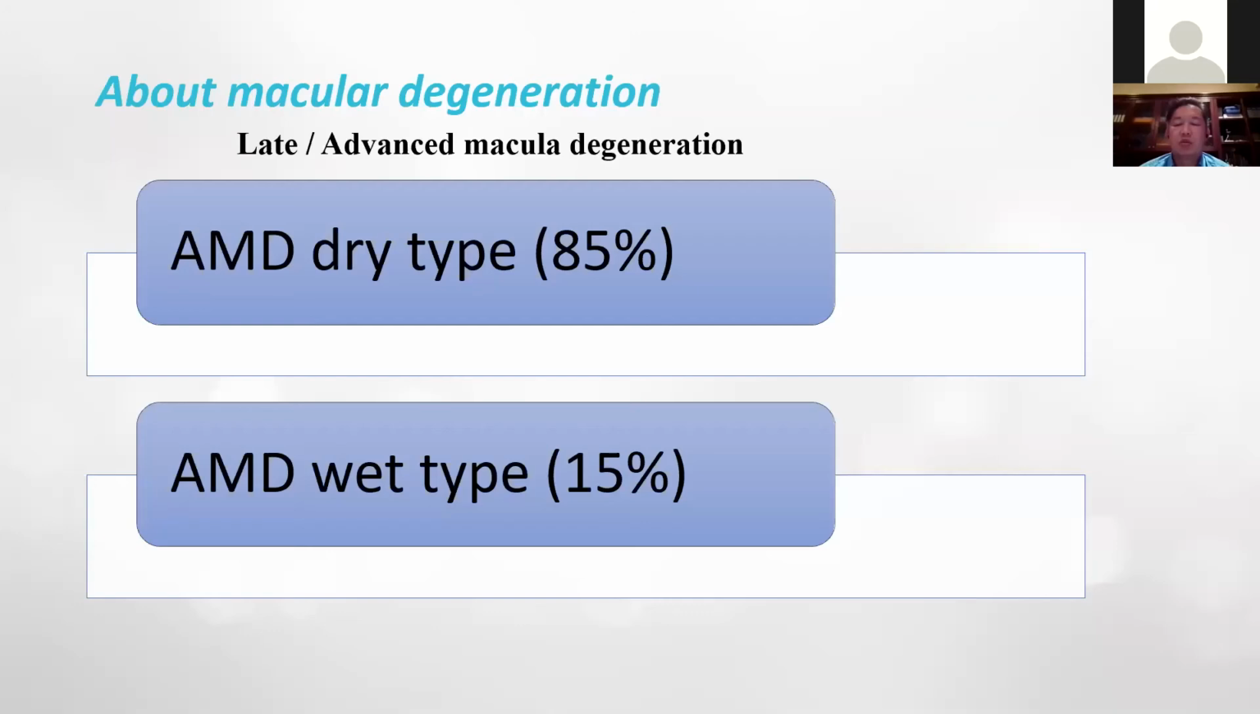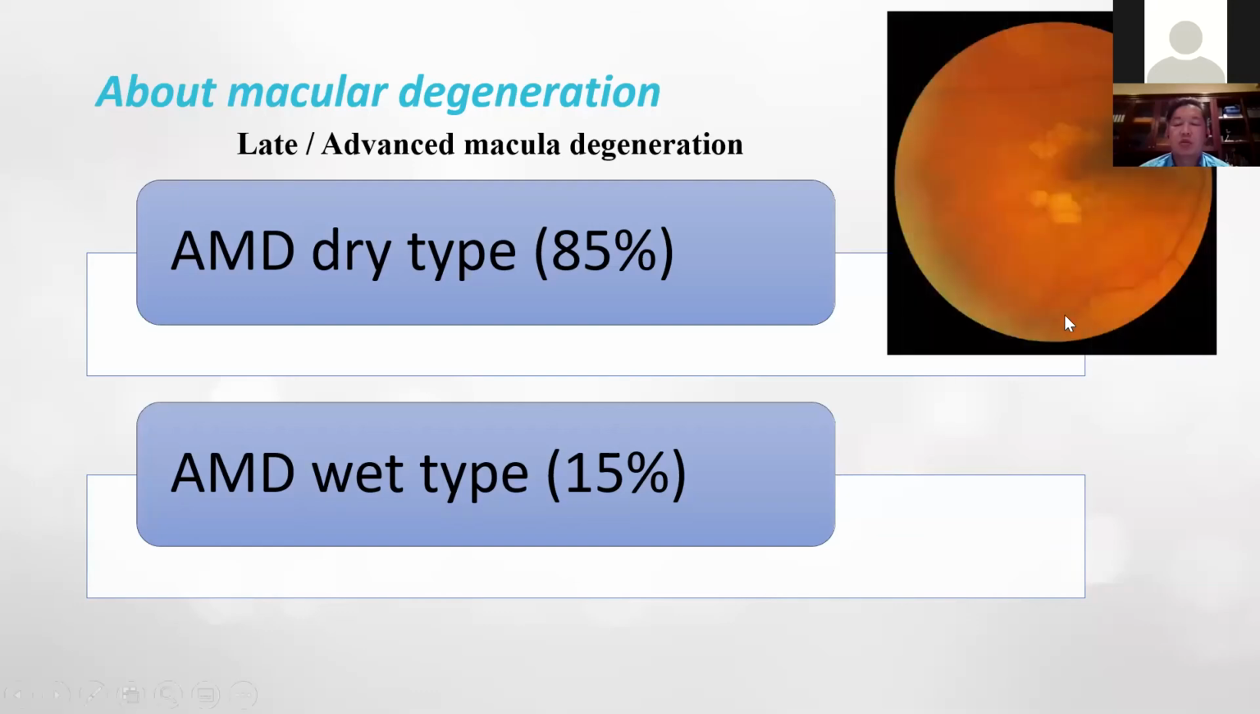So we start off with late or advanced macular degeneration. There are two types, the so-called dry type and the wet type, the dry type being the more predominant form. And basically, you just have atrophy of the photoreceptors and overlying retina involving the macula.